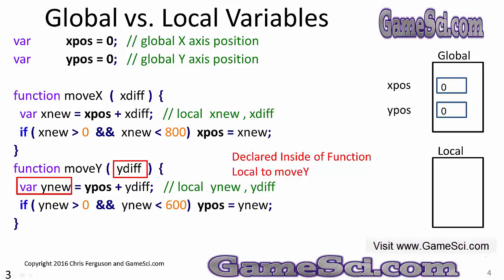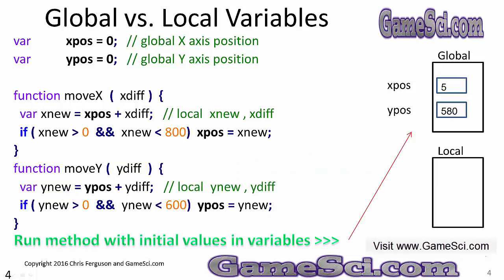What's the difference between a local and global variable? Let's trace some code and see what happens. Let's say some code has put the values 5 and 580 in X position and Y position. These are constantly updating as the program goes along. They're changing at all times, so currently right now, X position is 5 and Y position is 580. Let's execute this code and see what happens.